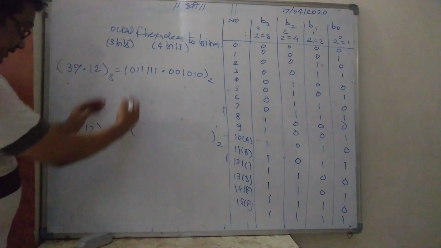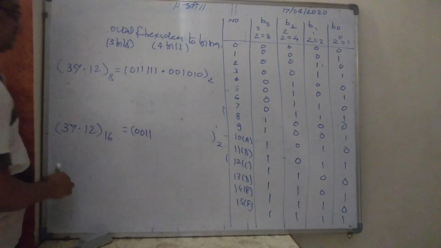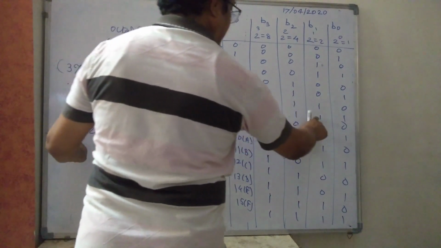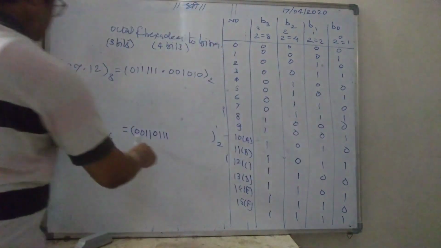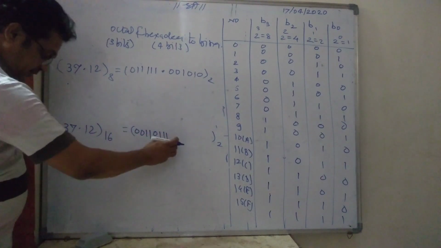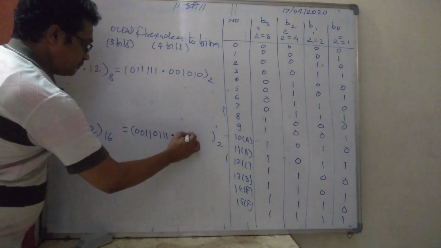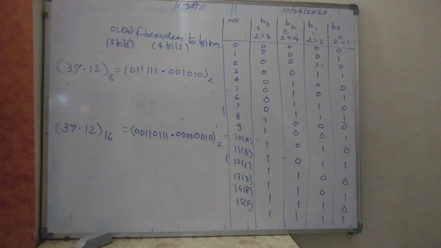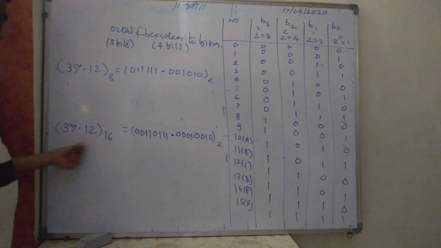While representing same number in hexadecimal, we have to represent using 4 bits. 3 is 0 0 1 1. 7 is 0 1 1 1. Point. 1 is 0 0 0 1, 2 is 0 0 1 0. Hexadecimal number is represented using 4 bits. Octal number is represented using 3 bits. This is binary. Is that clear? Number using 3-bit binary, number using 4-bit binary.